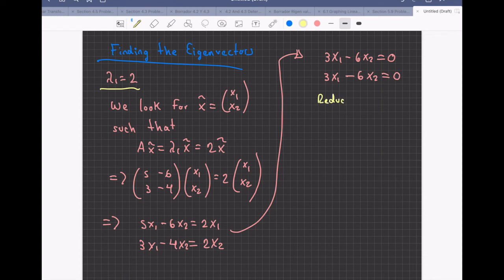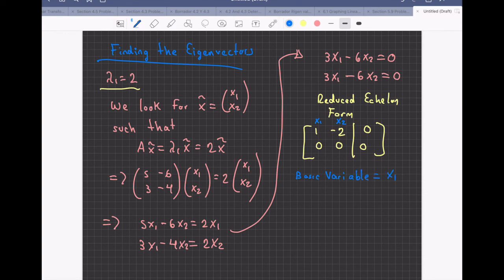So the reduced echelon form, you can verify. Again, you can use the online calculator I recommended before. It's going to be 1, -2, 0, 0, 0. So this is x1, this is x2. Basic variable is x1, free variable is x2. So this means that the eigenvectors in this case have the form x equal to x1, x2. They are the same, so the free variable is x2, so x2, x2, or what is the same, x2 times 1, 1.